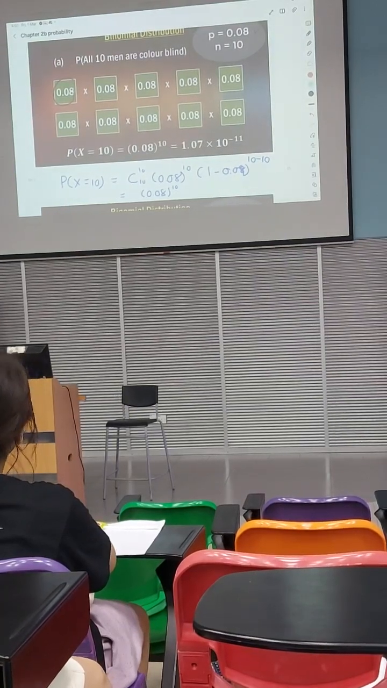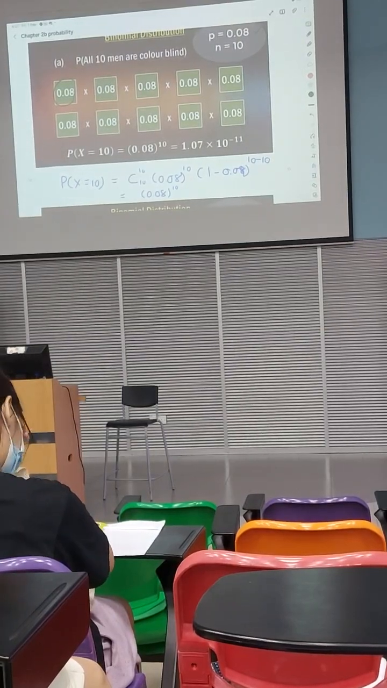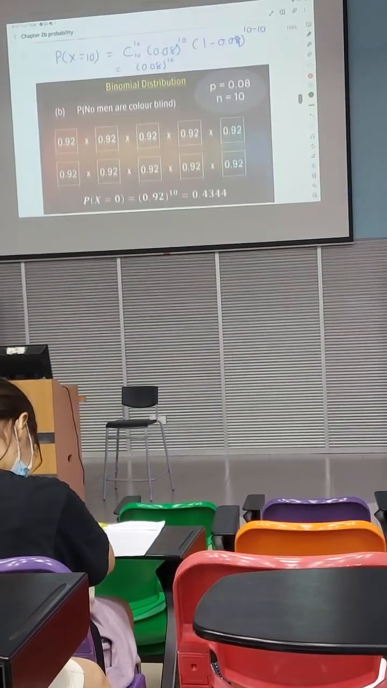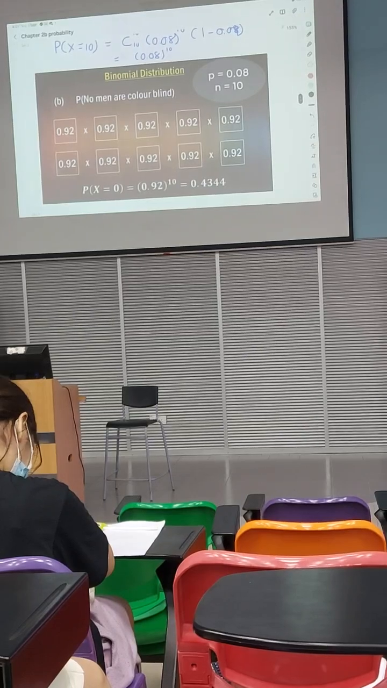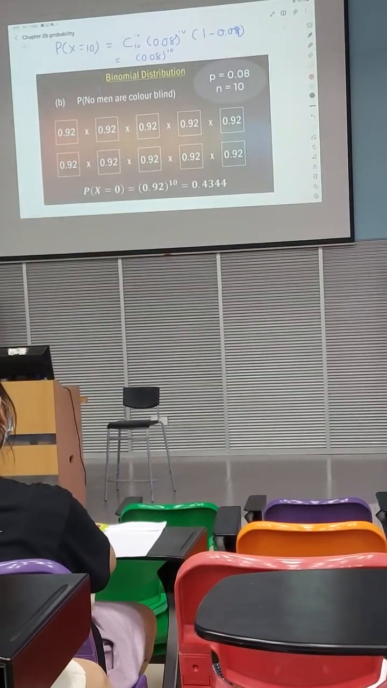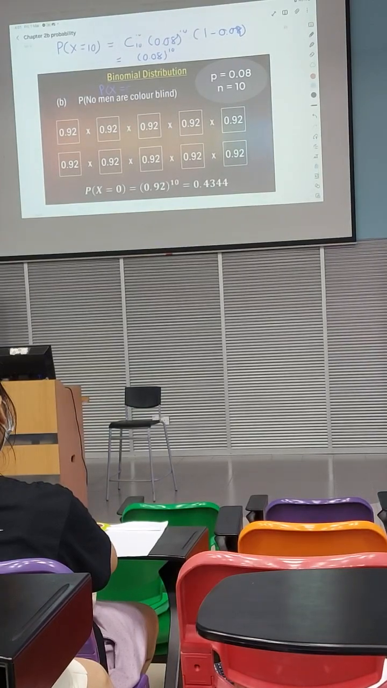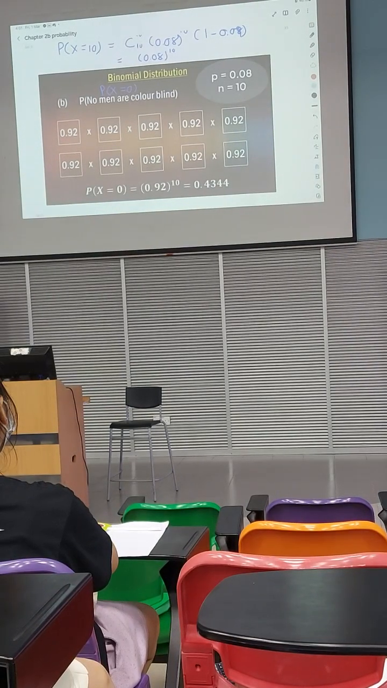Okay, this is by using the formula. How about the next section? What is the probability that no men are colorblind? If we change to the mathematical equation, it indicates no men, so x equals 0. No men are colorblind.